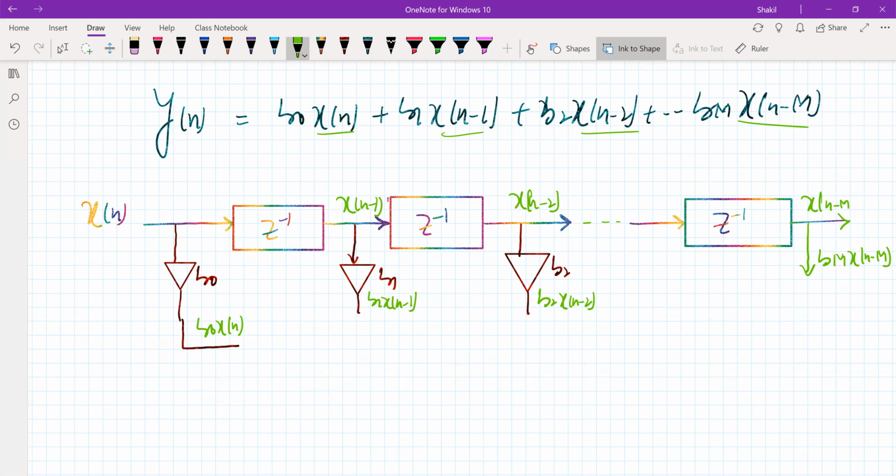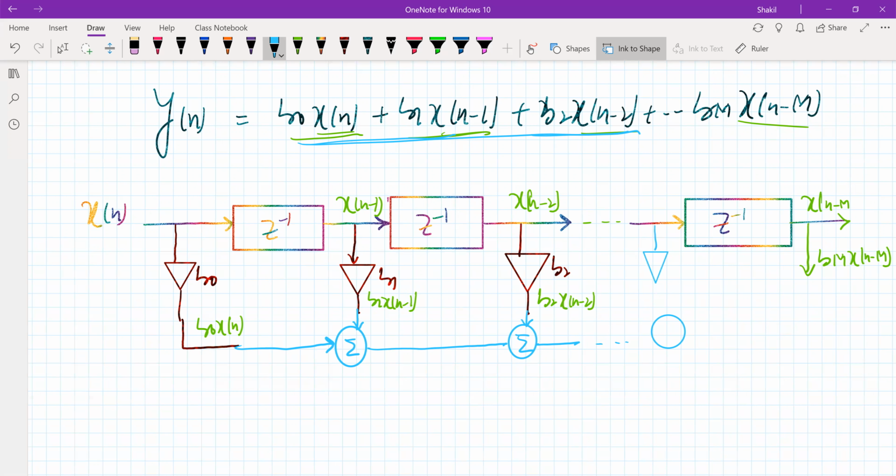Alright, and now we will add. First we'll use a summer here to add these two. Then we'll add these with this. So we'll add one more summer here and apply this to this. So this will give us the three terms. Then we'll continue this procedure.